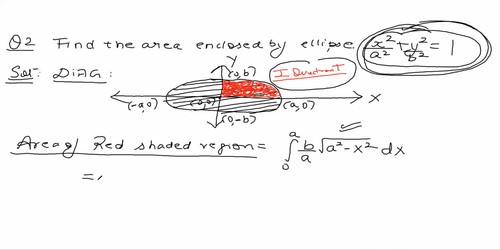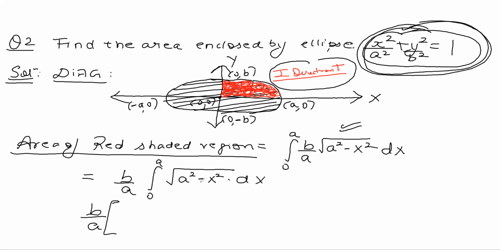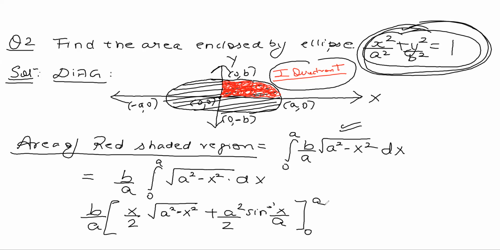So guys, b by a is a constant. It comes out into the integral from 0 to a of under root a square minus x square times dx. And we have seen what the integral of this is. It is x by 2 into under root a square minus x square plus a square by 2 into sine inverse of x by a, which we run from 0 to a. So we have just done that integral of root a square minus x square.